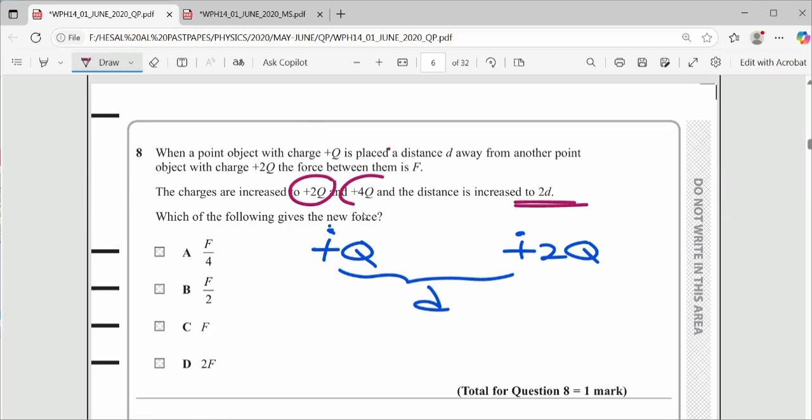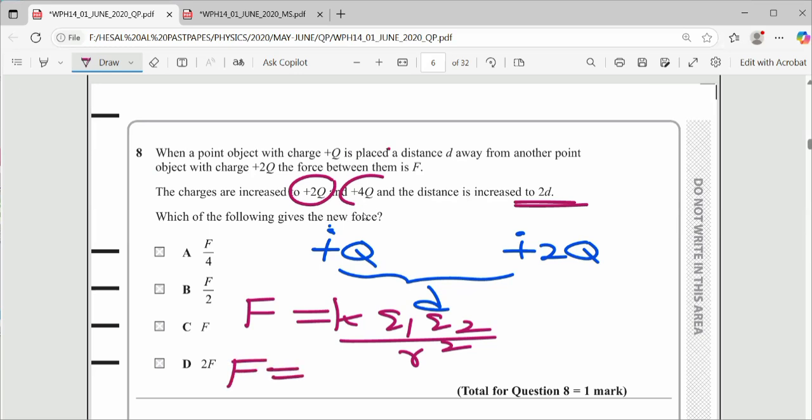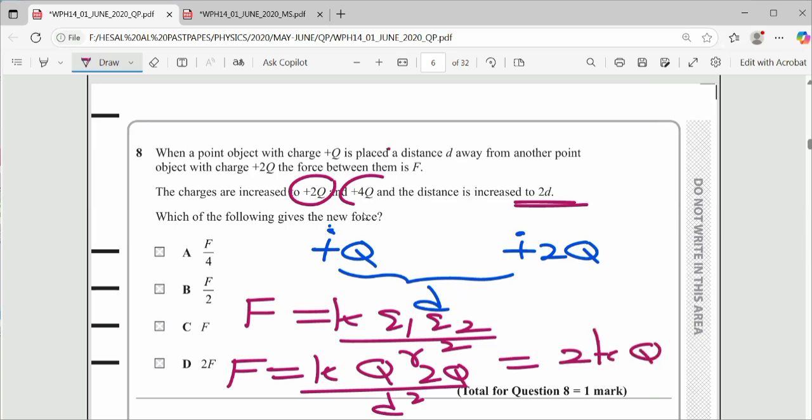How do we do this? We can use Coulomb's law here. What it says simply is F equals K Q1 Q2 over R squared. In here, for the first occasion, if I add K, Q, 2Q over D squared, and simplify, I get 2K Q squared over D squared.